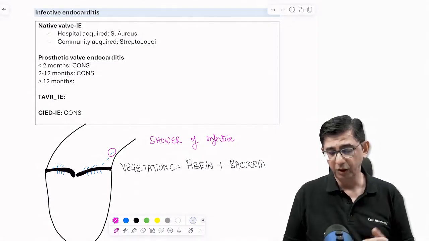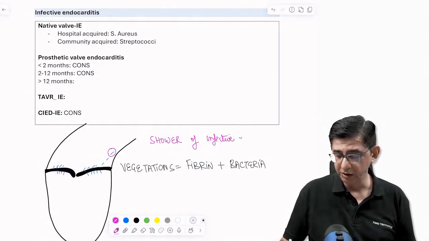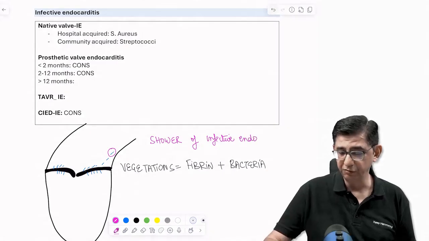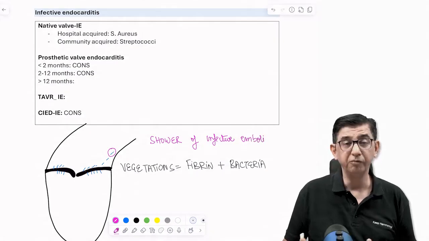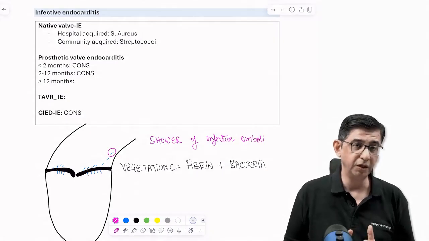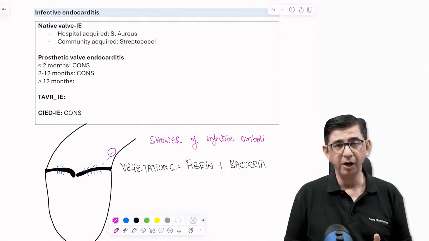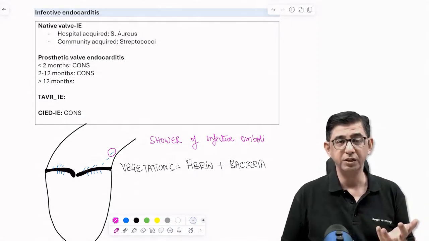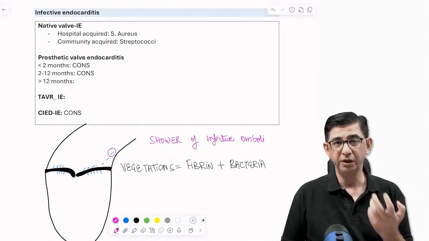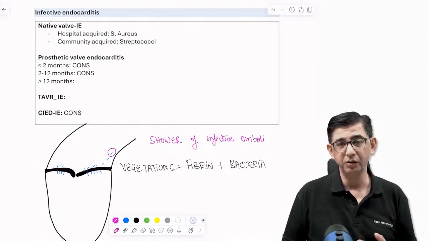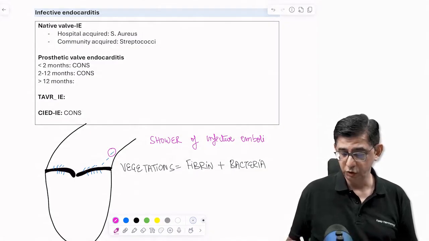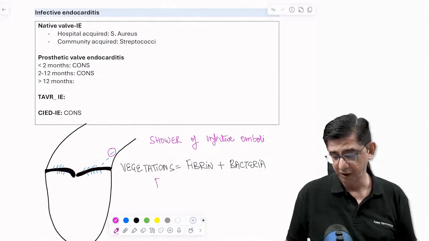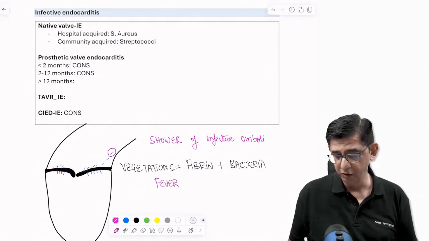These vegetations that break off from here would then be thrown into the distal circulation. So a shower of infective emboli into the distal circulation will cause this person to develop fever. In fact, I can say the heart is literally becoming a source of pumping organ, which is supposed to pump blood, but today it is pumping literally poison, that is sepsis, into systemic circulation. There is a shower of infective emboli into distal circulation. So therefore, all of these patients would be having high grade fever, chills and rigors, obviously.